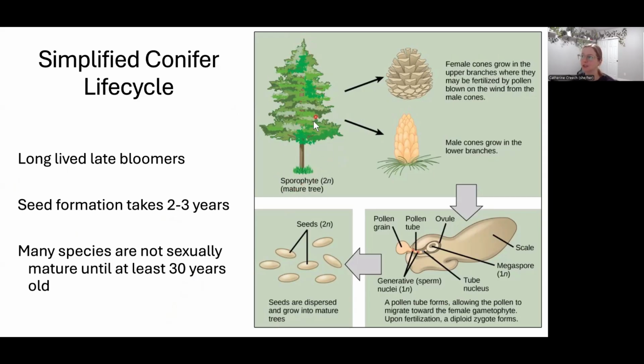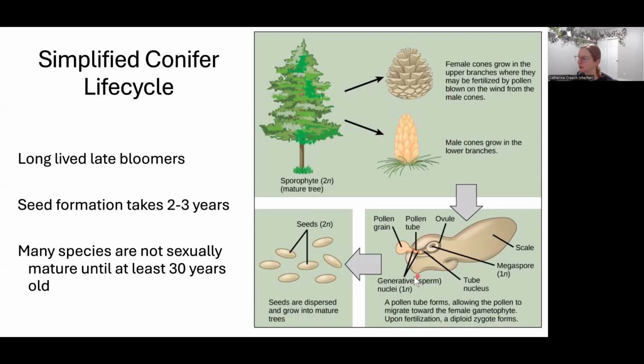Sporophyte produces male and female cones. The male and female cones contain the gametophytes. This is a female gametophyte with the ovule. Inside the ovule is the structure that will become the egg. The male cone produces pollen. Inside the pollen is the sperm. The sperm will travel through a pollen tube to the egg, and it will fertilize the egg, creating the zygote.